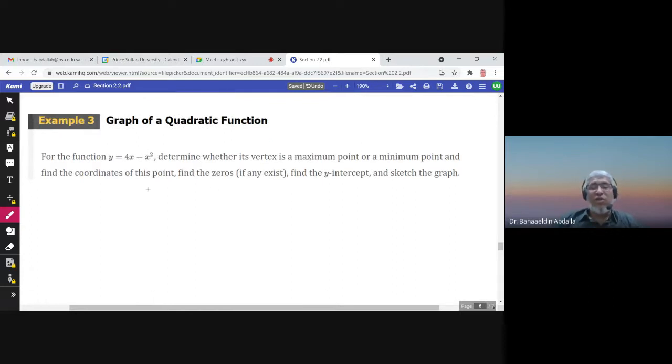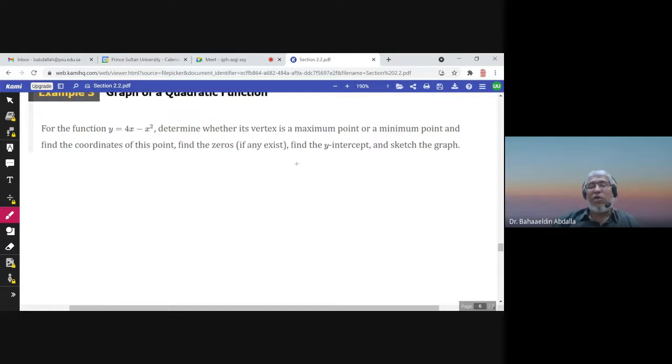For this function, determine whether its vertex is a maximum point or a minimum point. Well, y = negative x squared, if we write it in the form, plus 4x. So a is less than 0, negative 1. So the parabola opens downwards. So the vertex is a maximum.